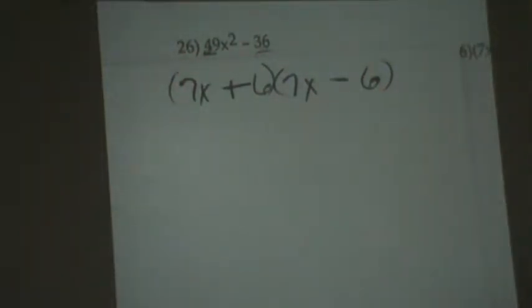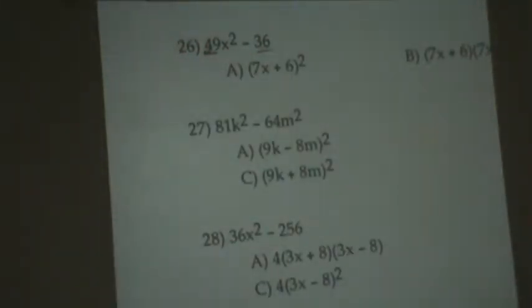Okay, difference of squares again. That's a perfect square and a perfect square. 49 is 7 times 7. X squared is x times x. 36 is 6 times 6. How do you get rid of the middle term? Plus and minus, right.